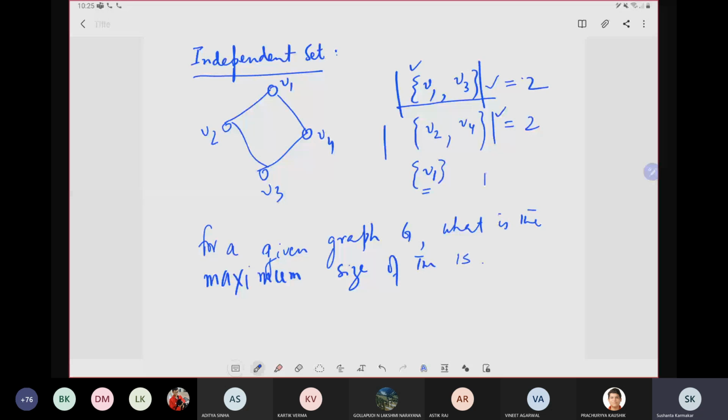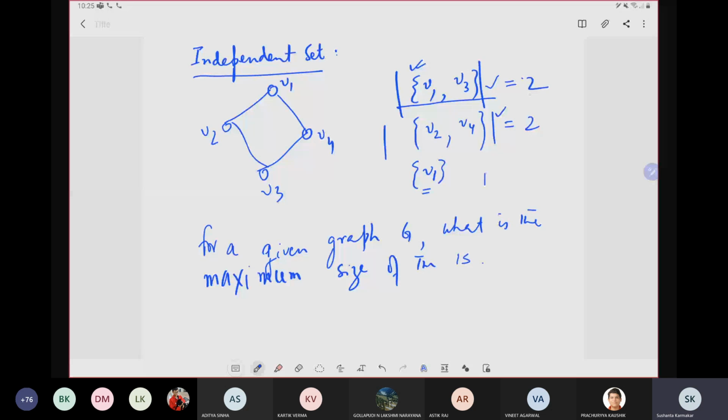So the problem is: for a given graph G, what is the maximum size of the independent set? I have to give the maximum number and the set also. So that is the independent set problem, or often the maximum independent set problem.